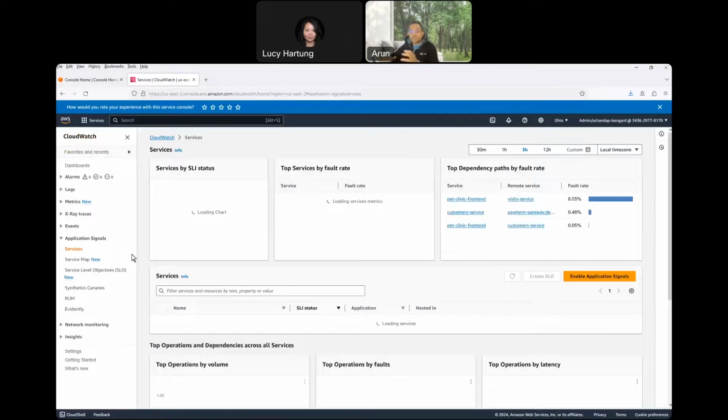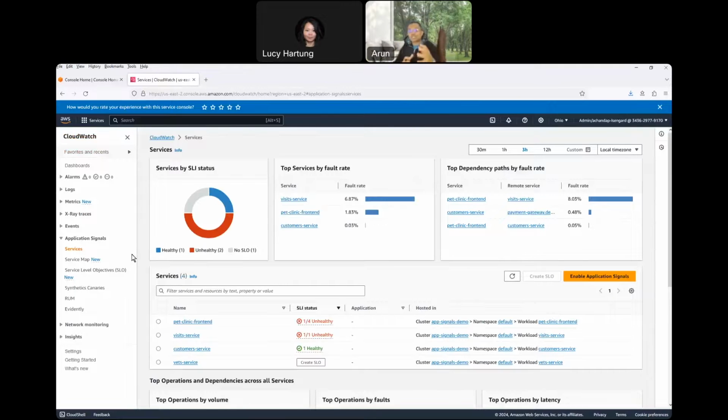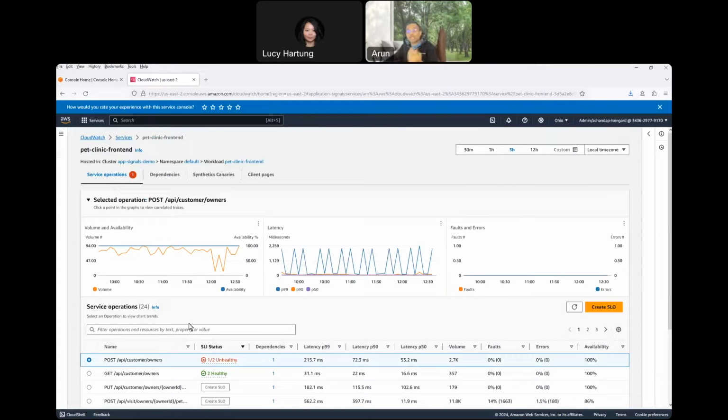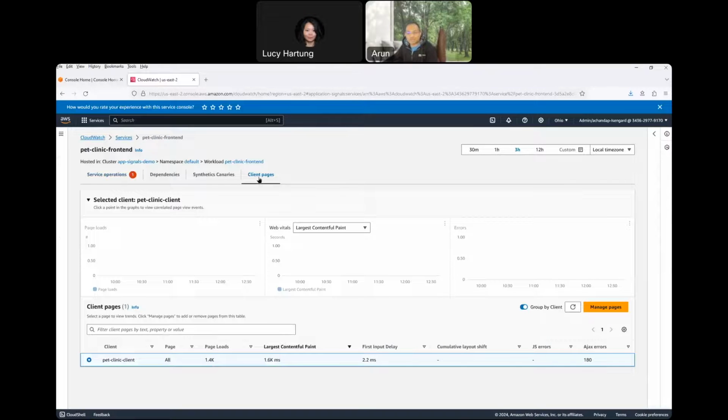The problem is the CTO's daughter was trying to book an appointment for her pet. This time, because it's the end user problem, Joe was looking at the pet clinic front end. He could see that there is something unhealthy on it. What did Joe do? Joe clicked on that particular service. This time, Joe needs to check the real user monitoring, and hence he went to the client pages. And this is the real user monitoring data in application signals for you.